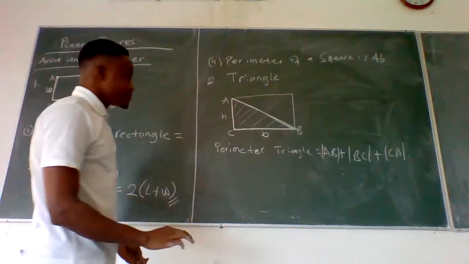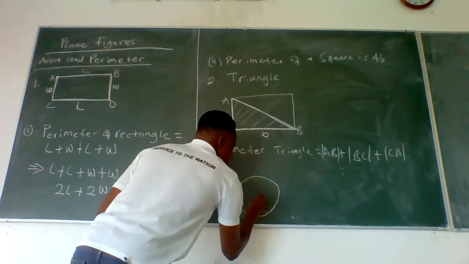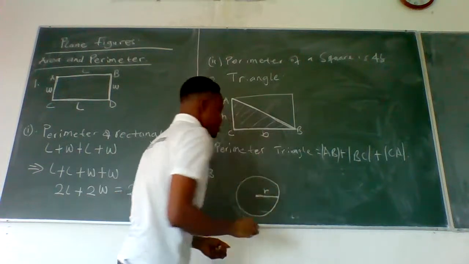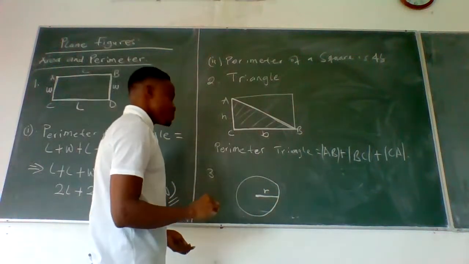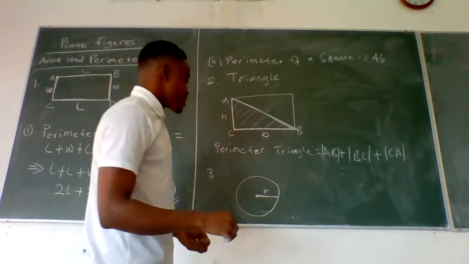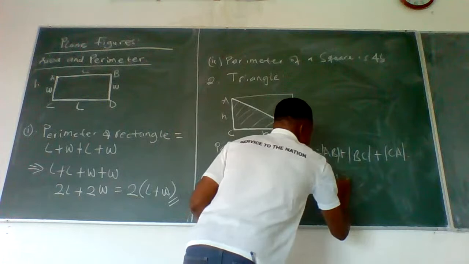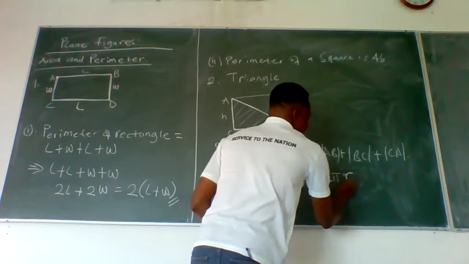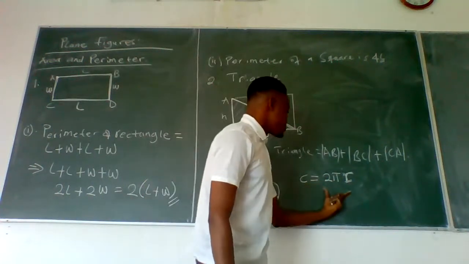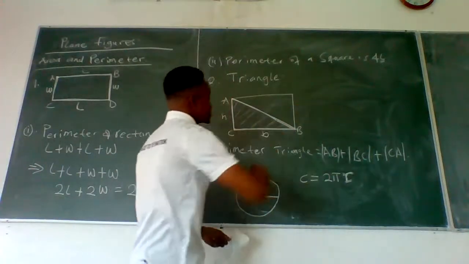And then for a circle, we call it the circumference of the circle. We all know that the basic nomenclature is the radius. To find the circumference of this circle, we take into consideration what we call pi. Pi is always given, so don't worry about the derivation of pi. So we have C equal to 2 pi r, where r is the radius. This is what we call the circumference of the circle, which is the same as finding the perimeter of the circle.